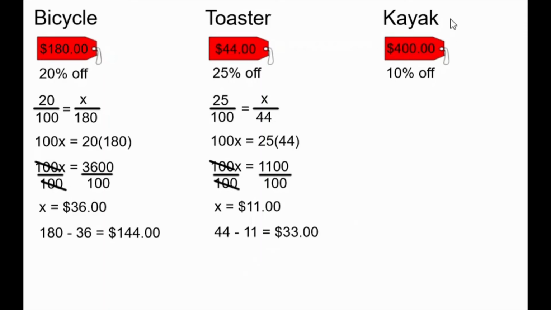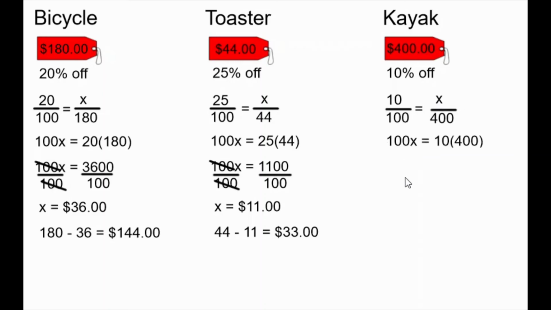In our third example, we have a kayak, which costs $400 normally, but there's a 10% discount. What proportion will we make to calculate how much money we're saving? Yes, 10 over 100 equals x over 400. 10 over 100 is the fraction version of 10% and is equal to what unknown value over 400 regular price. We will cross multiply. Bottom times top equals top times bottom gives us 100x equals 10 times 400.